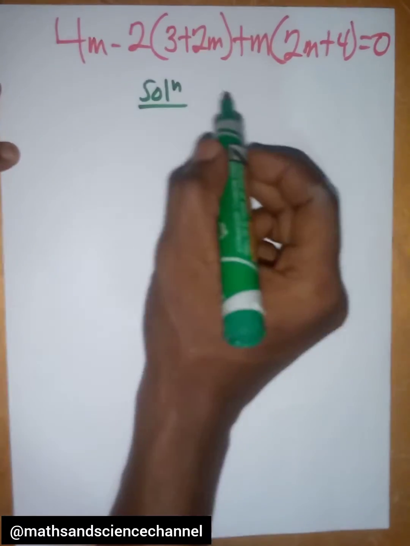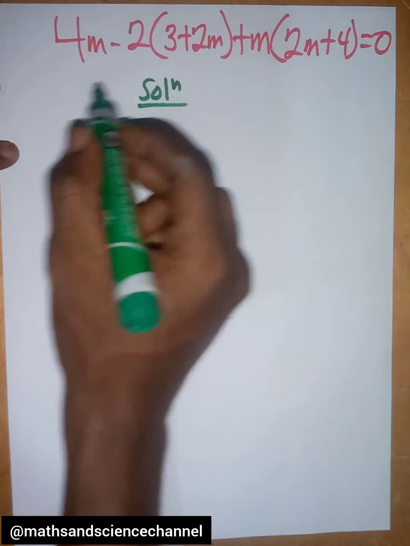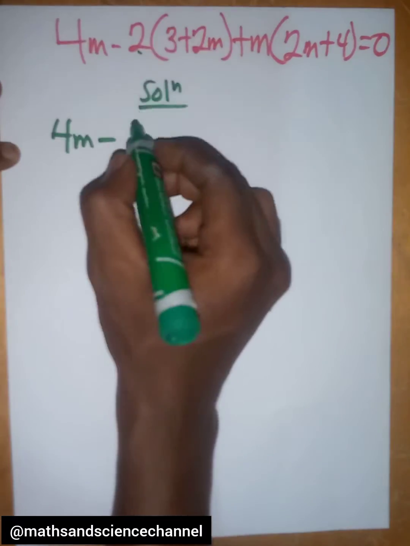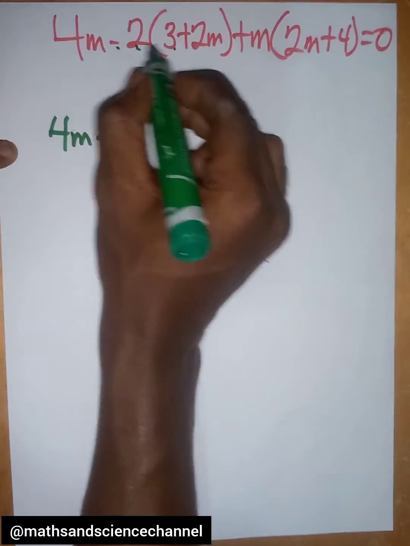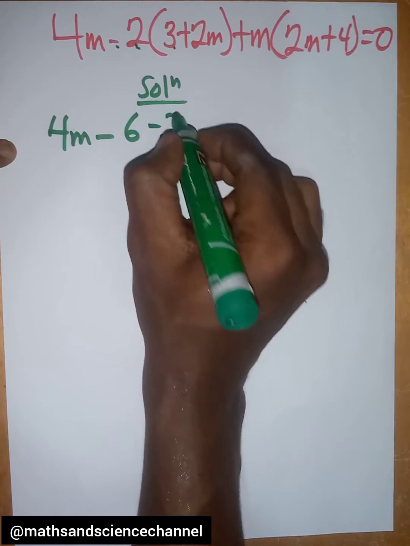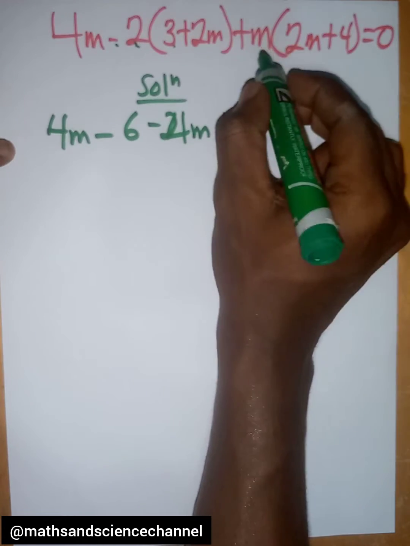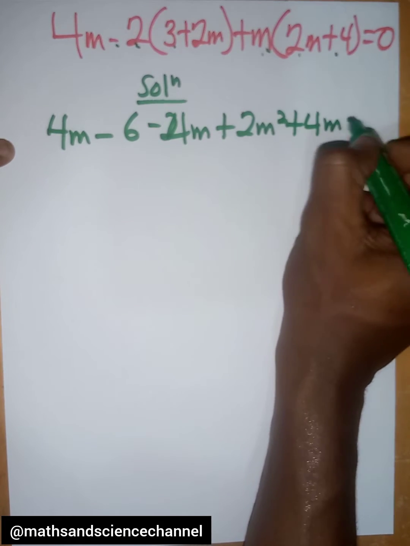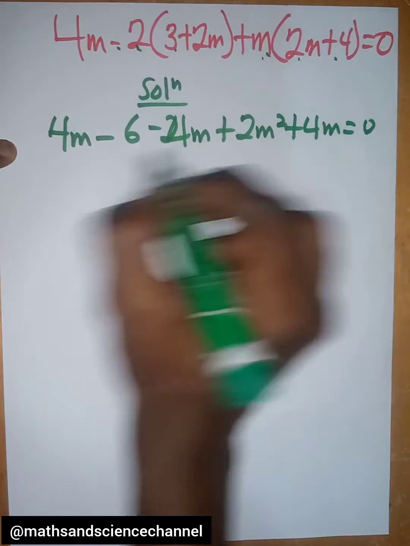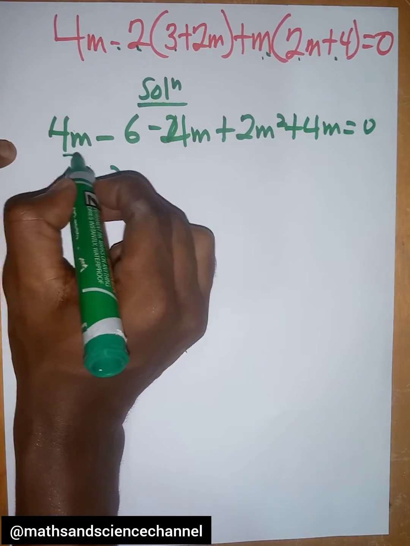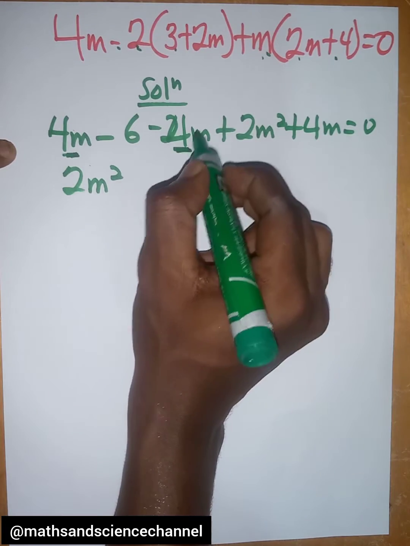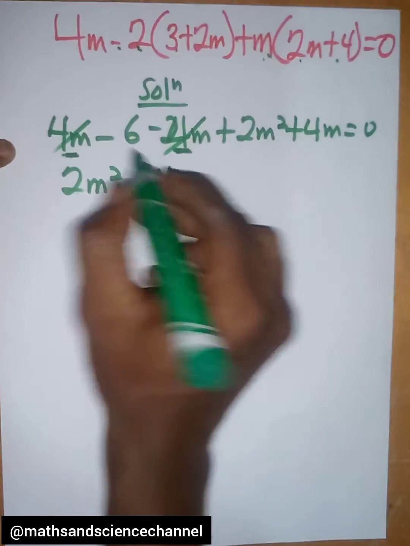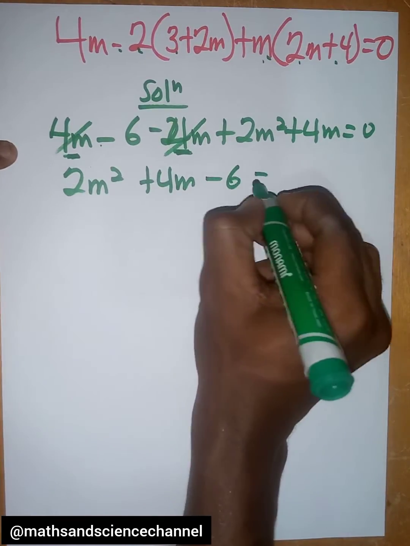First of all, what we can do is to expand this. So expanding that, we have 4m minus 2 multiplied by what is in the bracket here. So 2 times 3 gives us 6, minus 2 times 2m gives us minus 4m, plus m multiplied by that gives us 2m squared, m multiplied by that gives us plus 4m, being equal to 0. So grouping items, we have 2m squared. Remember, we have 4m and then minus 4m, so this will get rid of that, and then we have plus m here, plus 4m, and then we have minus 6, being equal to 0.